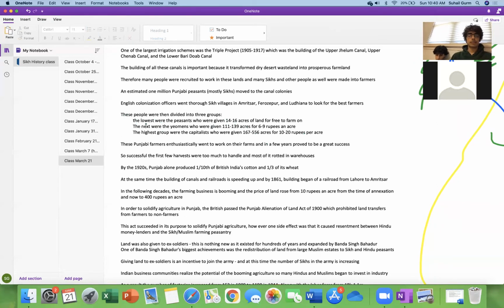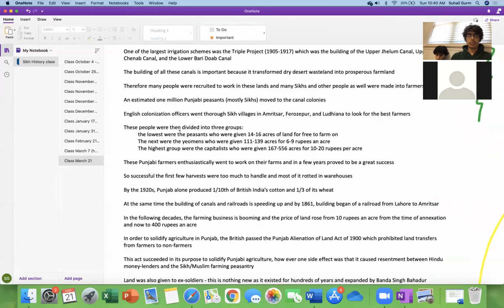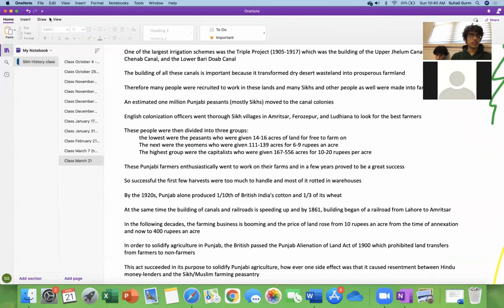The next people they would call the yeomans, it's kind of a weird term, but they were in the middle, the middle class farmers. They were given just over 100 acres of land, like 111 to 139-ish acres, but they had to purchase it. It was about 6 to 9 rupees an acre, which was about the price of land at the time. About 10 per acre was about the price, so they gave that to them for that price. And the highest group of these farmers were called the capitalists, and they were given a lot more land.